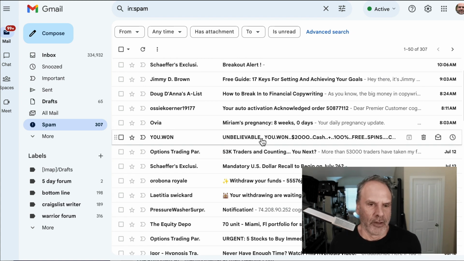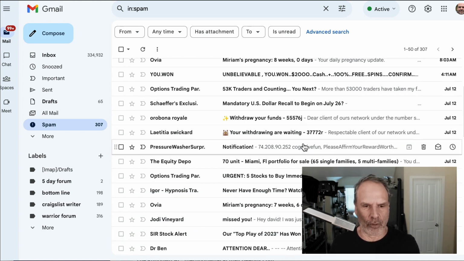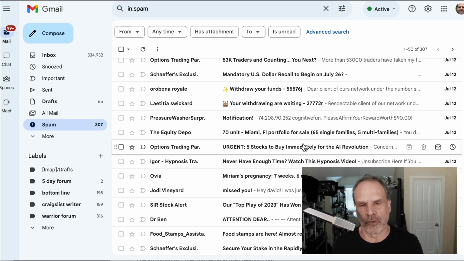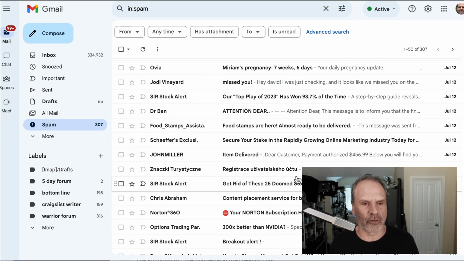Spam words are like unbelievable. You won. $2,000 cash. Those are all spam words. Anything you get in your spam folder is probably not a good idea to use. Even though you would think today we're long past the use of stupid SpamAssassin tools and filters that look for words, they still use them. So a lot of these, not all of them, are spam words.